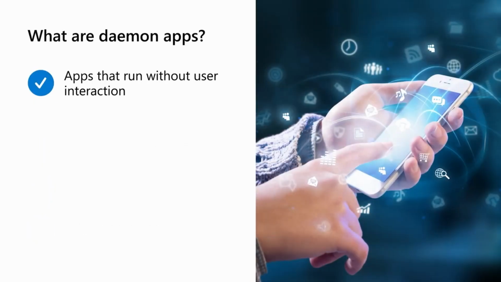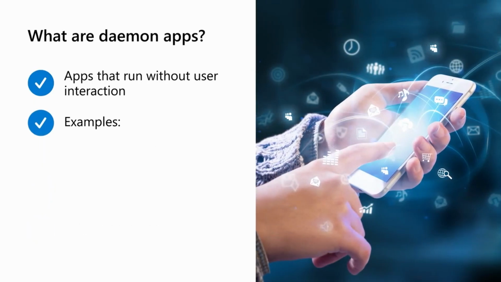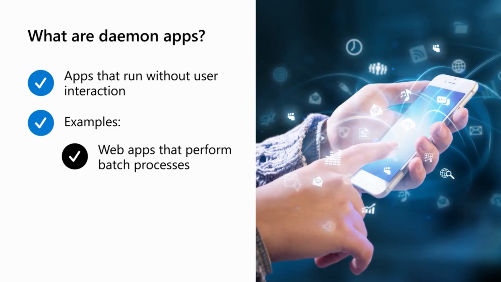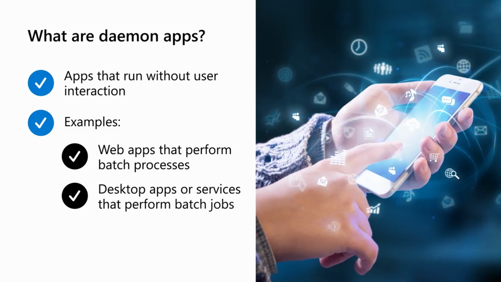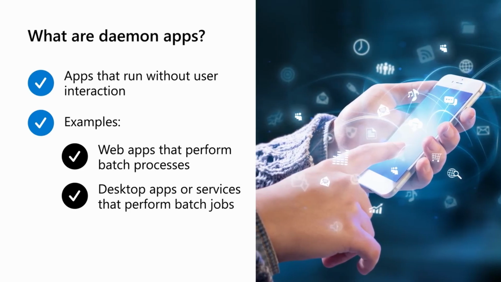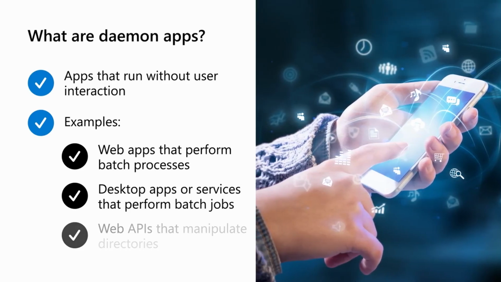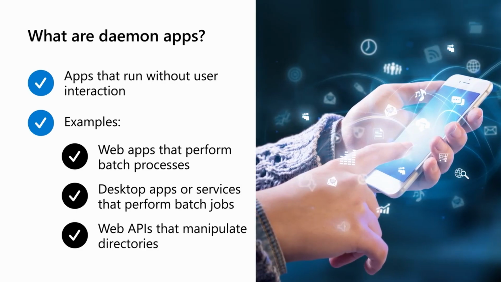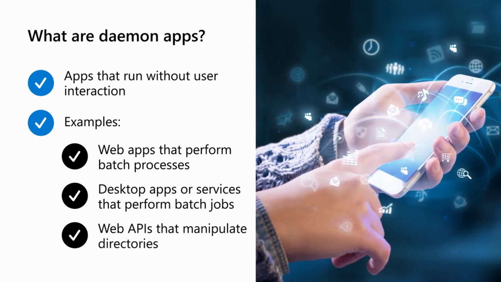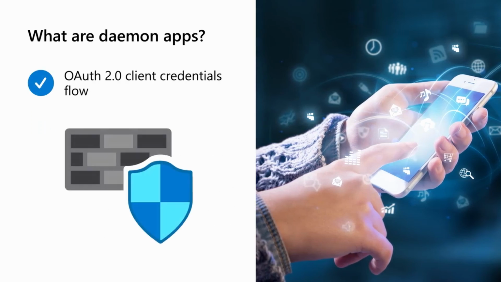Apps that run without user interaction are called daemon apps. Some examples of daemon apps include web apps that perform batch processes in a directory, desktop apps such as Windows services on Windows or daemon processes on Linux that perform batch jobs, and web APIs that need to manipulate directories and not specific users. Developers can create apps that obtain tokens without user interaction using the OAuth 2.0 client credentials flow.